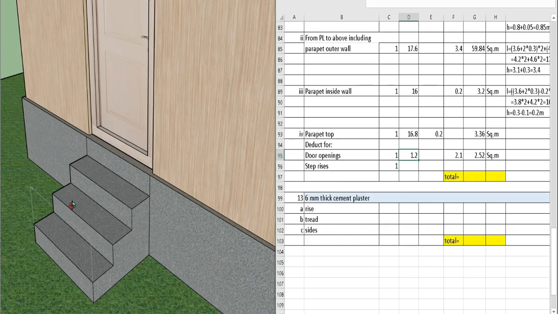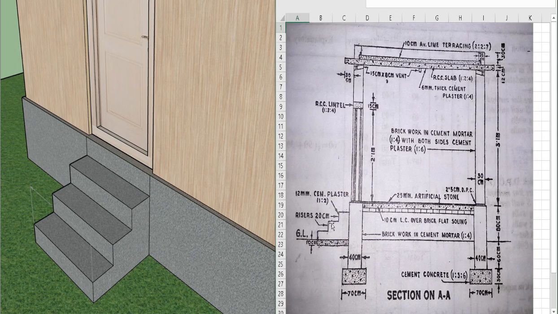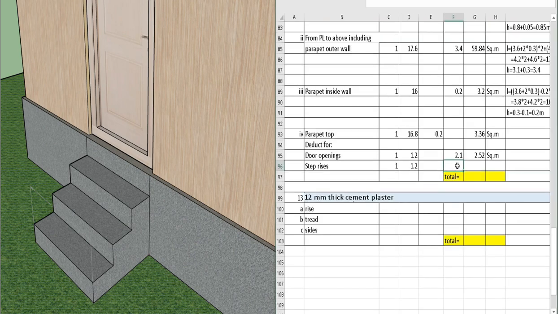We have the length of this step 1.2 meter, and we consider this step up to the height of 0.8 meter, that is the individual riser has dimension of 20 centimeter. So this is 20 centimeter, again 20 centimeter, 20 centimeter, and this is 20 centimeter. That means we have to consider the height of 80 centimeter. So our height is 0.8 meter, and the quantity is 0.96.